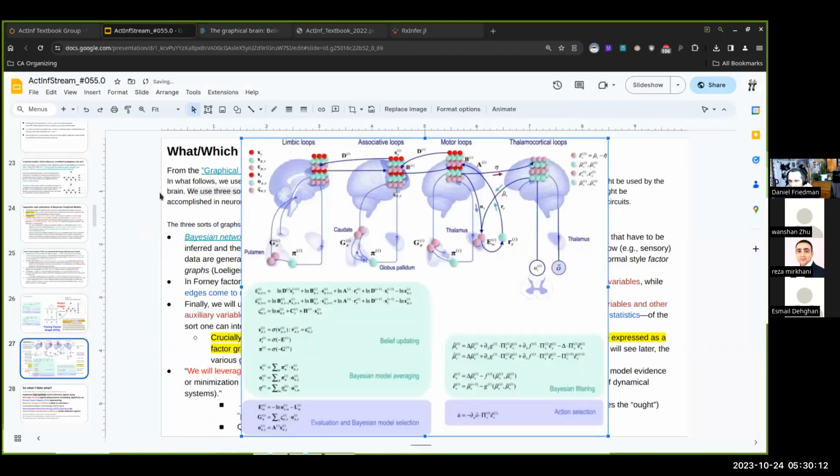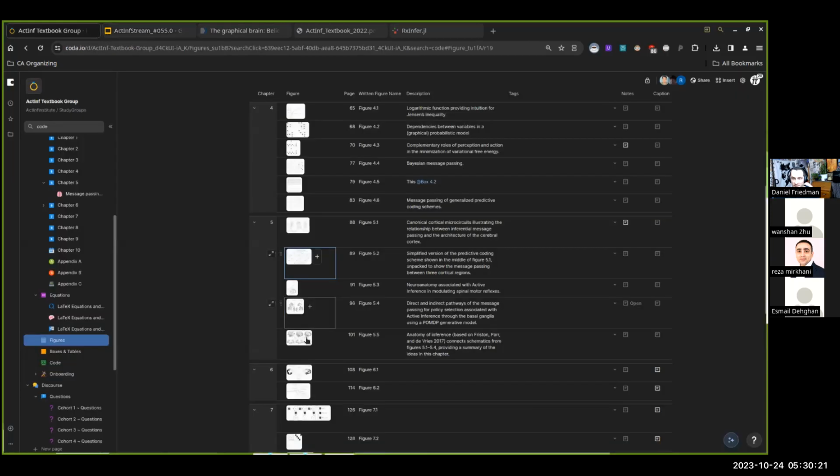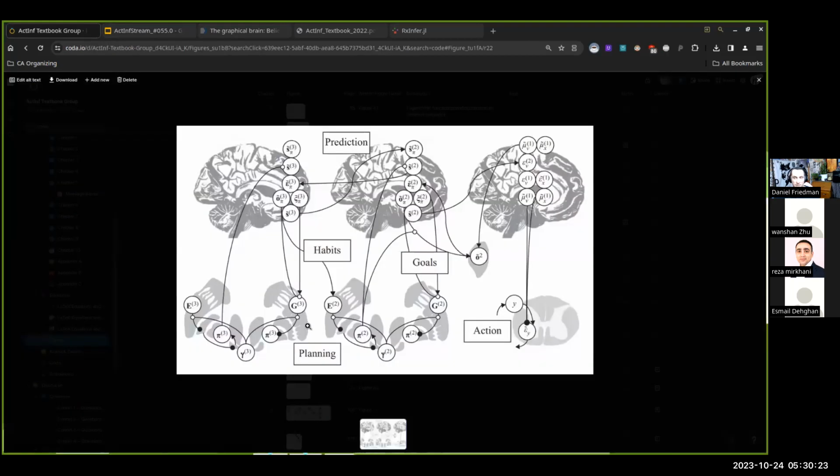But here's what figure 10 looks like. So, this looks a lot like figure 5.5, right? We have the prefrontal, the sort of abstraction, goal selection, then the descending prediction down into the dopaminergic policy selection.